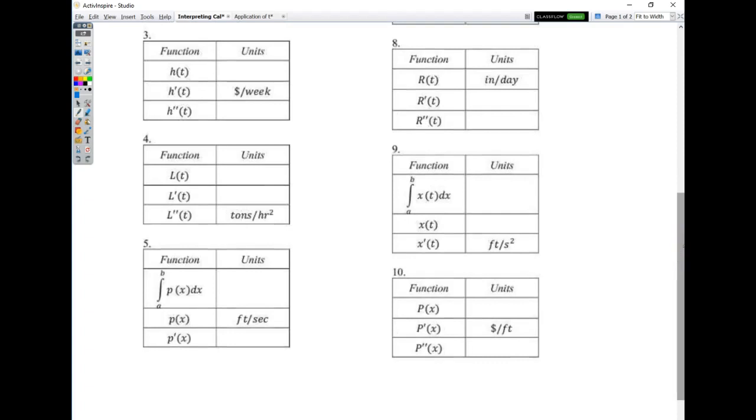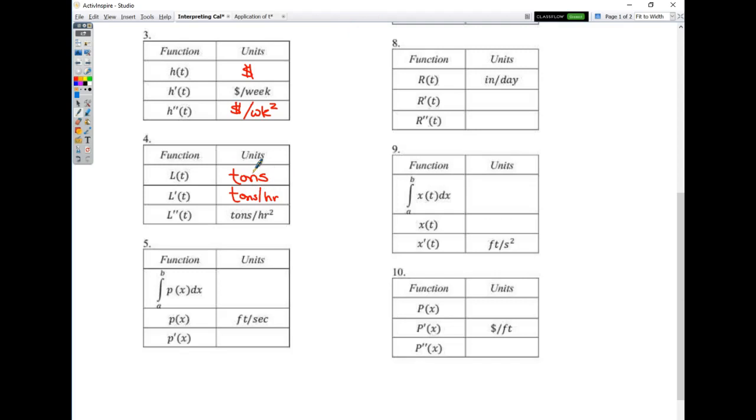If I take a look at number 3, dollars per week, the derivative of that, we would just add an extra week to the denominator, and call that dollars per week squared. If we integrate it up, we would just find that it would be dollars. We look at 4, I gave you the double prime, just seeing if I could mess with you. If we integrate that once, we would get tons per hour. And if we did it one more time, we would just get tons.